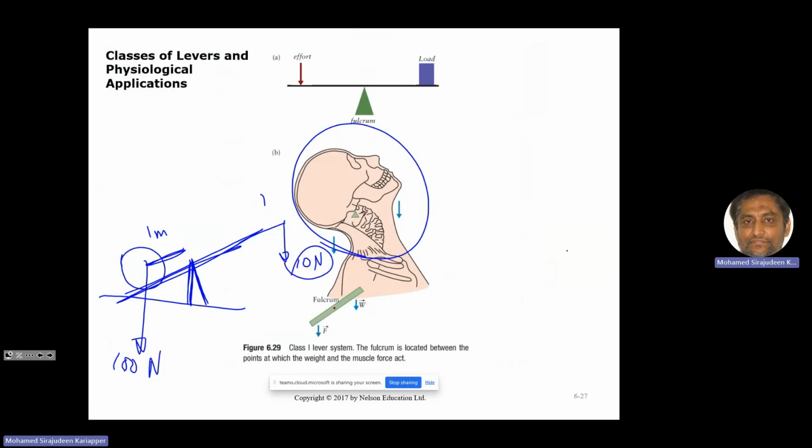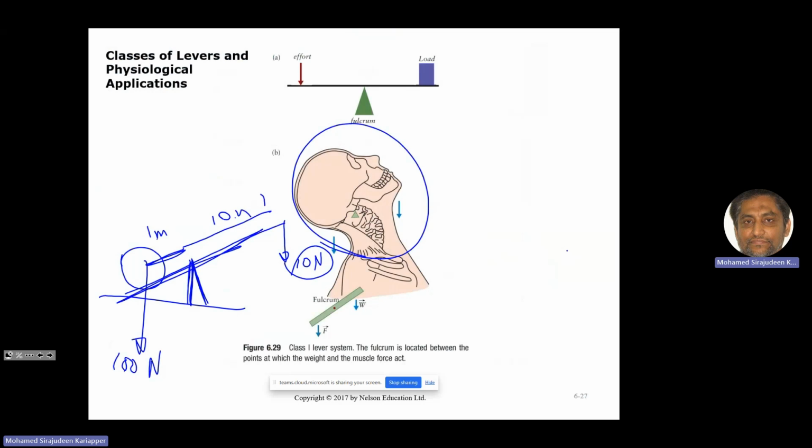With 10 Newton, can I get the torque of 100 by making this long? So I can give this force at a distance of 10 meters, 1 to 10. I will get the same amount of torque. All I have to do is increase a little bit, say 12, then I will have a greater clockwise torque, so I can lift the thing.